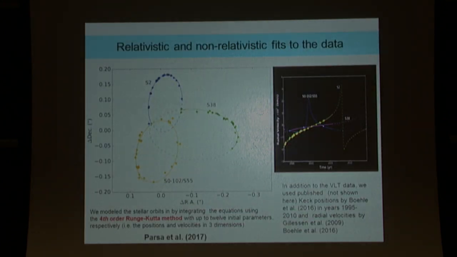So this is how it looks. These are the orbits of the three stars. Here we plot only the data that we input into the system ourselves. But as I said, on the right-hand side, you can see that we used KEK positions that were published by Boehle et al. And also radial velocities by Gillessen and Boehle. So we used everything that we could actually combine.